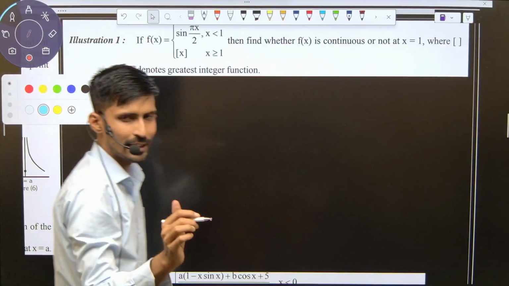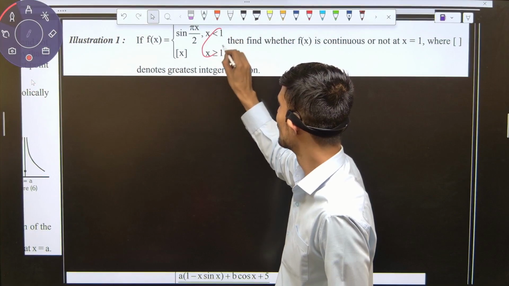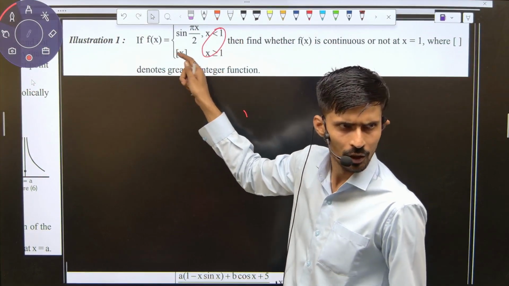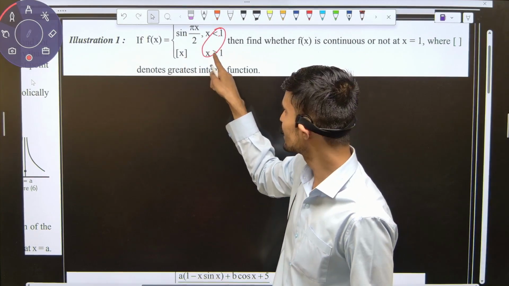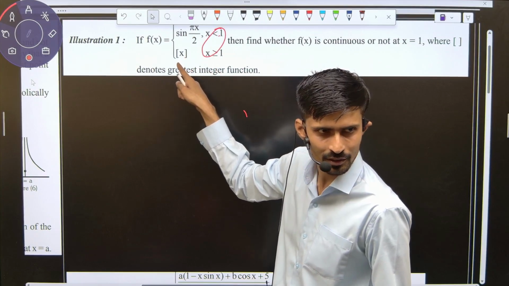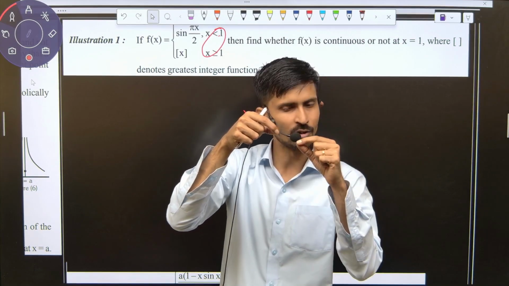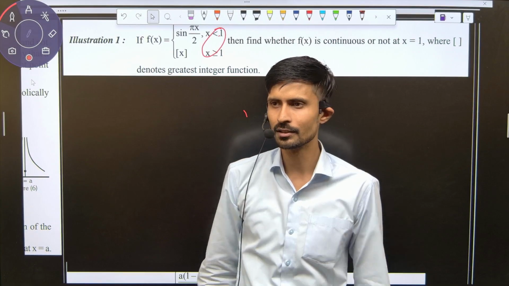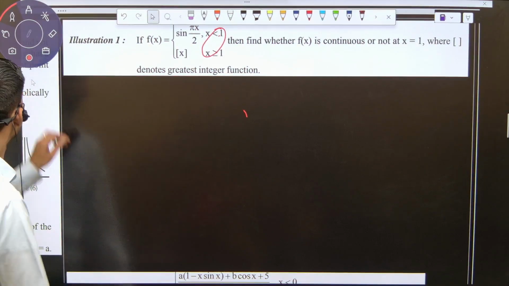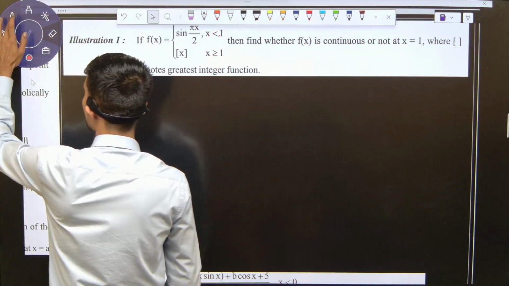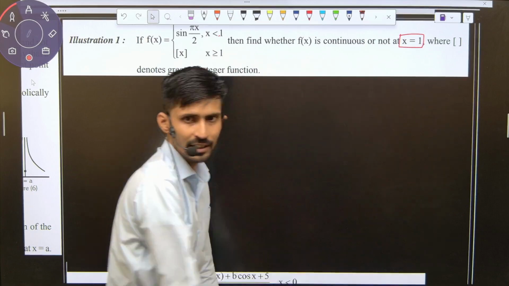It means simple. Here we have to find at this point x is equals to 1. When x is less than 1, this is the graph. When x is greater than equals to 1, this is the graph. So we have to find at x is equals to 1, both graphs are coming and meeting each other or not. If it is meeting, continuous; not meeting, discontinuous. Okay. So here we have to check continuity at x is equals to 1.